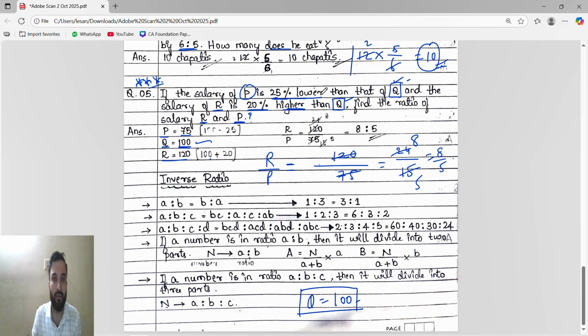Salary of P means 25% lower. 25% lower means 100 minus 25, 75. Then salary of R is 20% higher. 20% higher means plus 20. 100 plus 20, 120. Then we'll take the values. That's it. Finish. This type of question, guys, we will get more.